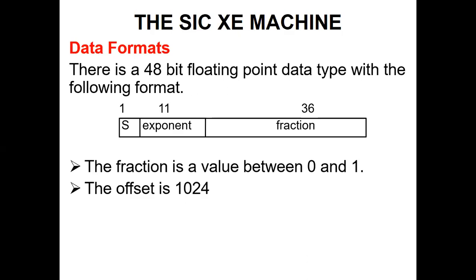Then after that, they are saying here that the fraction is a value between 0 and 1. So it means that the normal form of these numbers begins with 0. Can we put that into the correct normal form? So it will be 0. What? We have to begin with 0.